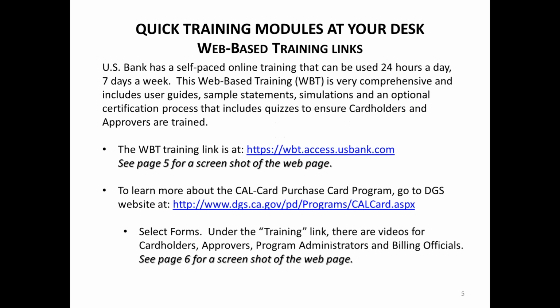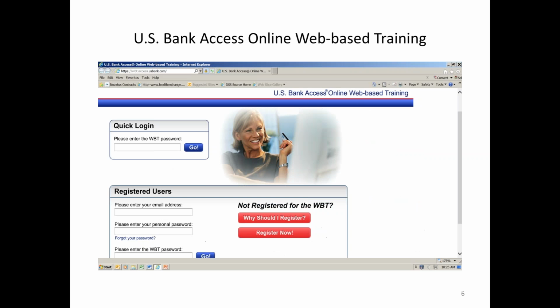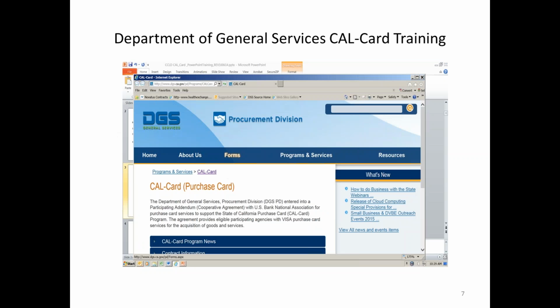Here are some training modules that you can do on your own at your desk. You may access training at the U.S. Bank website and at the DGS CalCard Purchase Card Program websites at the links below. Here are the screenshots of what the web pages should look like. This is the U.S. Bank web-based training. This is the Department of General Services Procurement Division website.